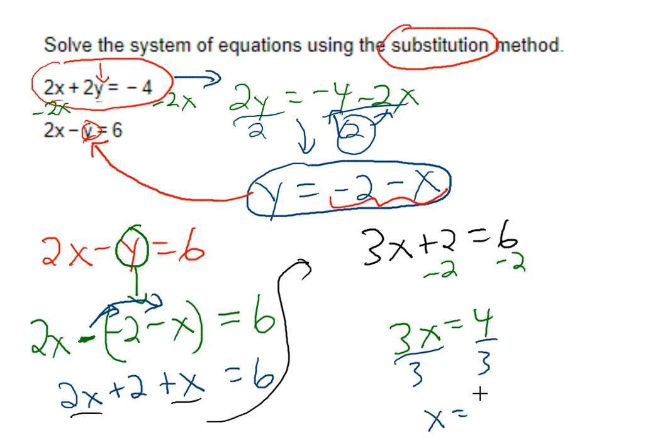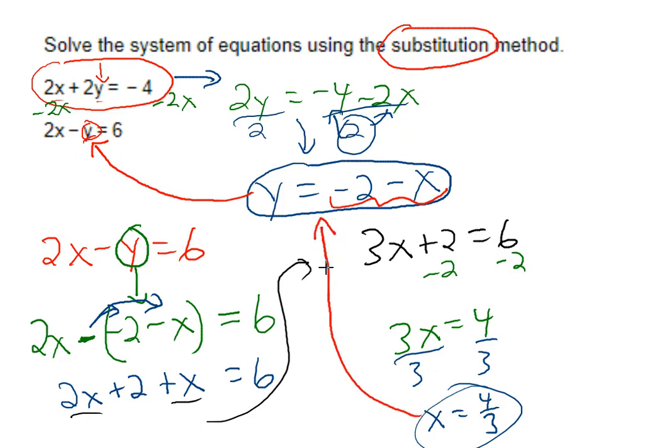And we'll get x is equal to 4/3. All right, so that's our x value. As I mentioned earlier, the solution to a system of equations has to have two values. You have to have an x value and a y value. So we need to still find the corresponding value for y, and we'll do that by plugging it back into either of the original equations.